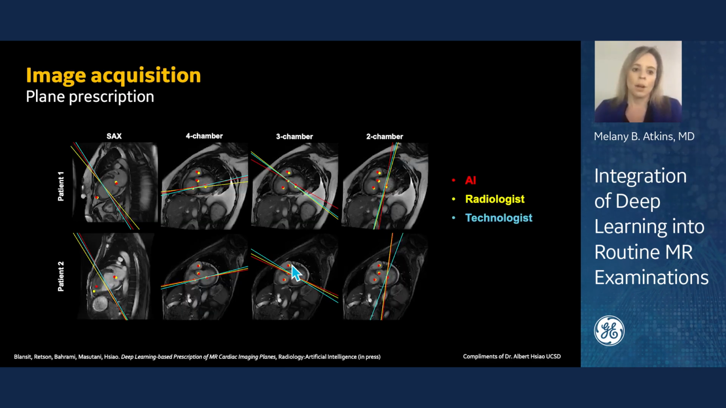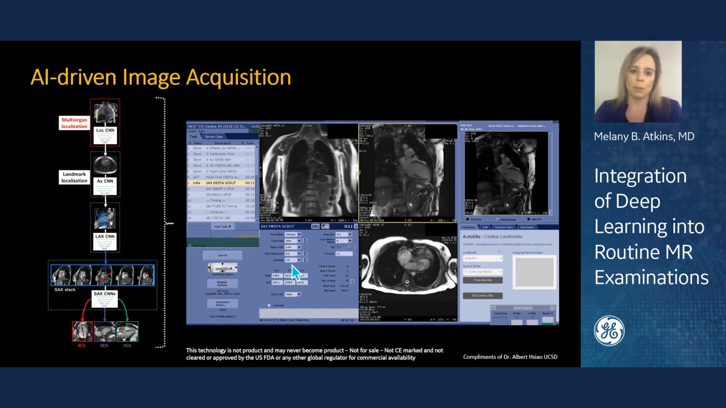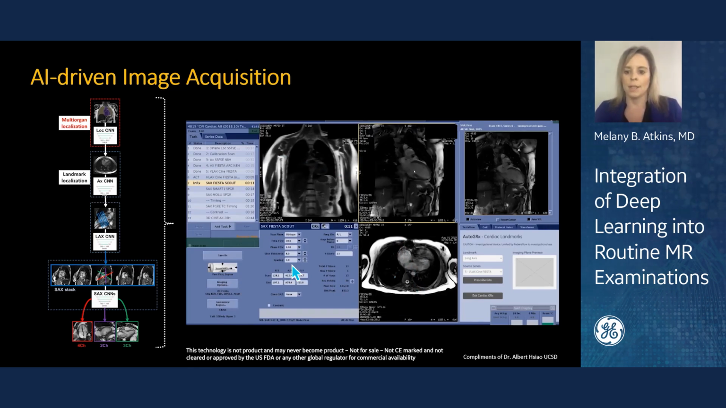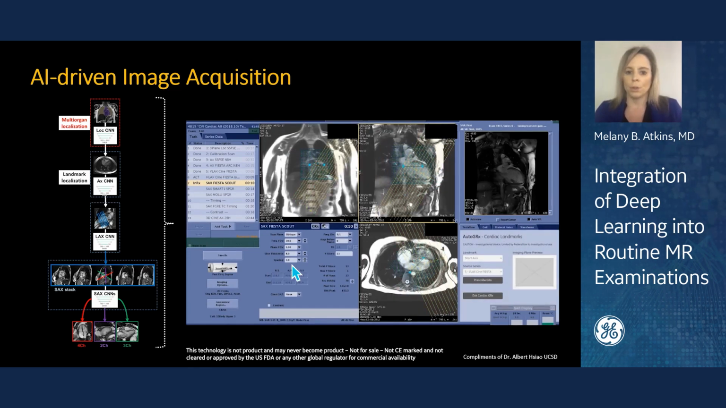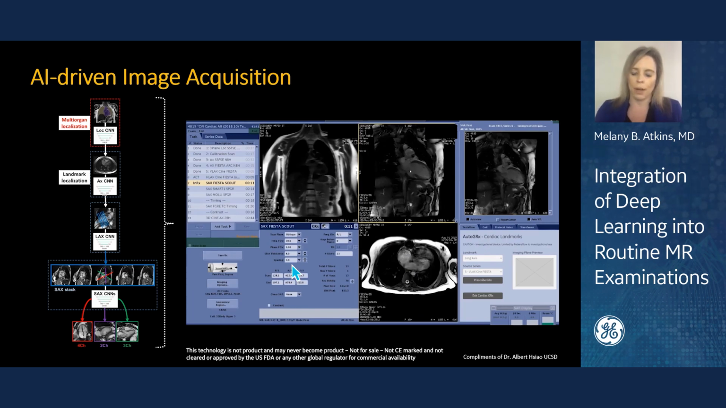This is a comparison looking at the AI algorithm in red, to the radiologist drawing of the slice prescription, versus the technologist, and you can see there's really excellent uniformity between all three. And this is an example of AI-driven image acquisition on their scanner at UCSD, having the scanner use the AI algorithm to scan the heart and obtain the major cardiac slices.